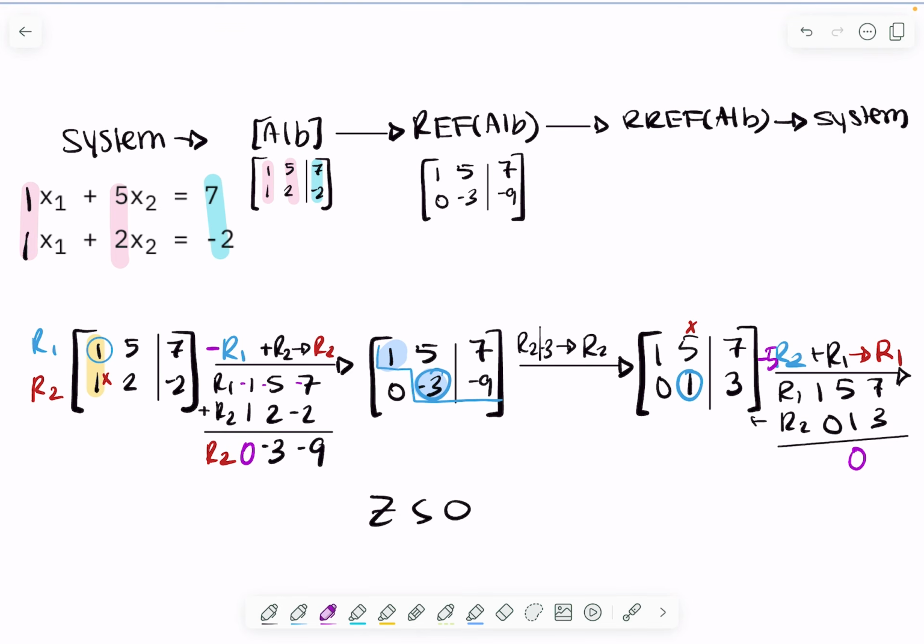So it's going to end up being -5R2. So it's going to be -5, and then this is just going to be -15. And then I'm going to add as normal. 1 plus 0 is 1. 5 minus 5, that's 0, just like we wanted it to be. And then this is going to be -8. And then whatever's here goes here.